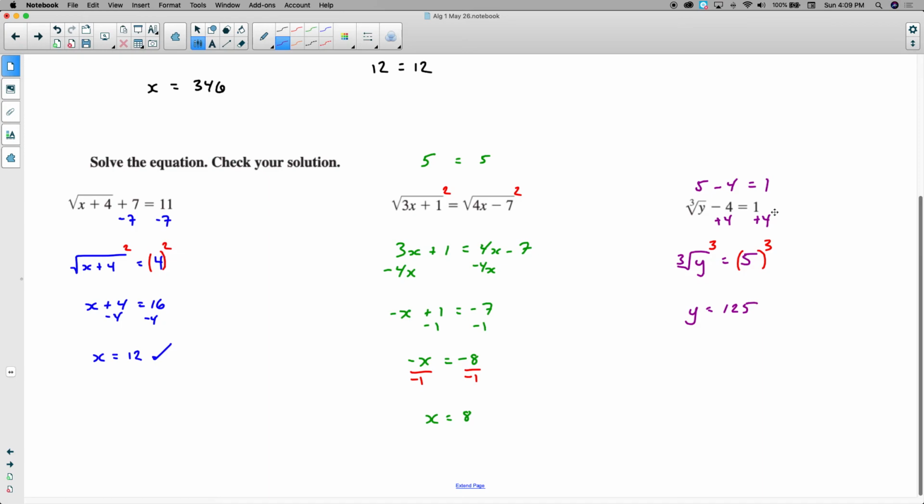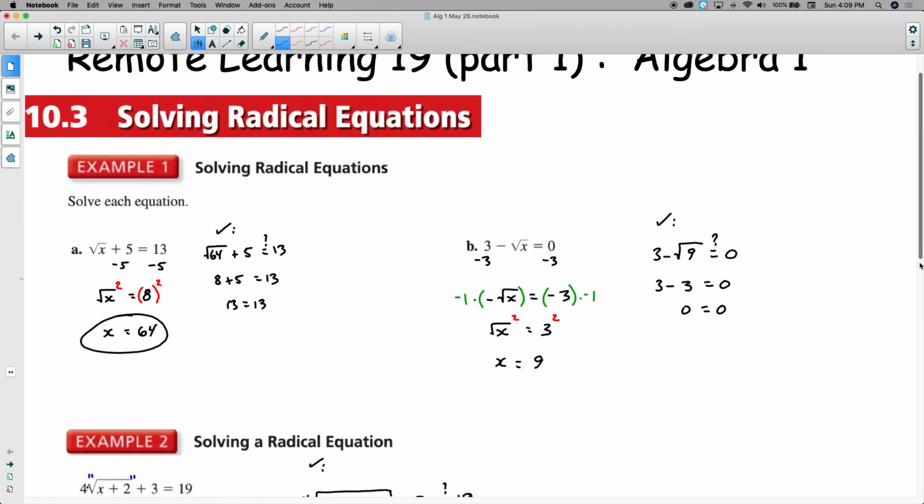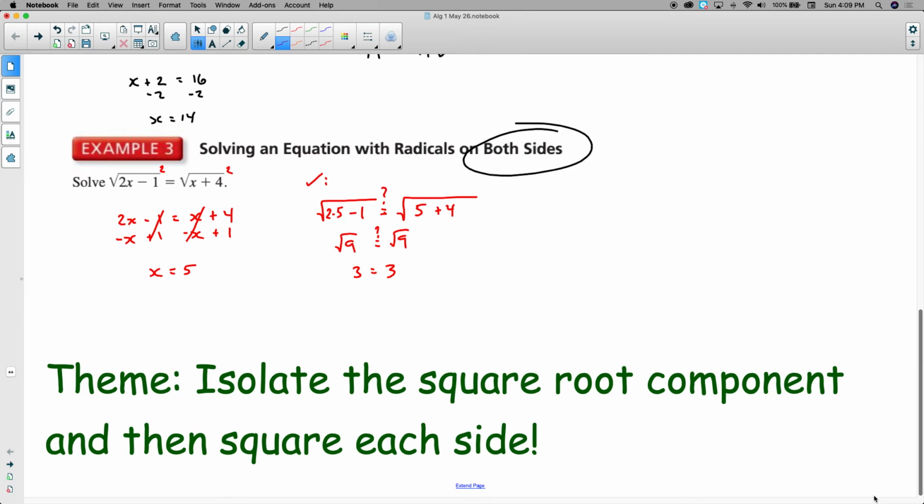Okay, so that's a pretty quick lesson there on the themes. Let's come back over here and get this theme. All right, so I think that the theme, the takeaway, the main thing for you to remember is that you should isolate the square root component, and then square each side.